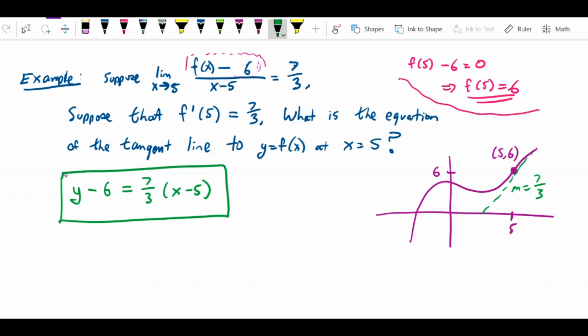So I realize, of course, this is a little bit of a convoluted argument, but the key here is to understand that it doesn't matter so much that this is equal to 7 thirds. What matters is that this limit exists at all and comes out to some finite number. Once it does, we know that if the denominator is 0, then the numerator also has to be 0, because that's the only way we have any hope of getting a finite number as our limit.